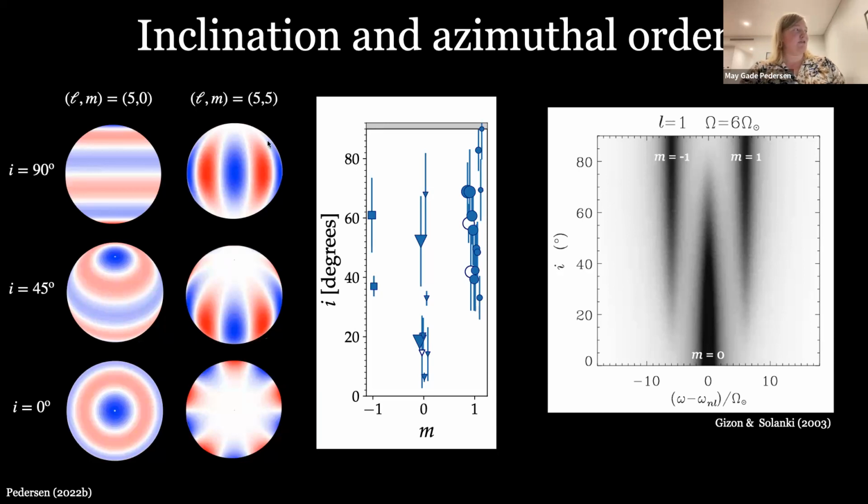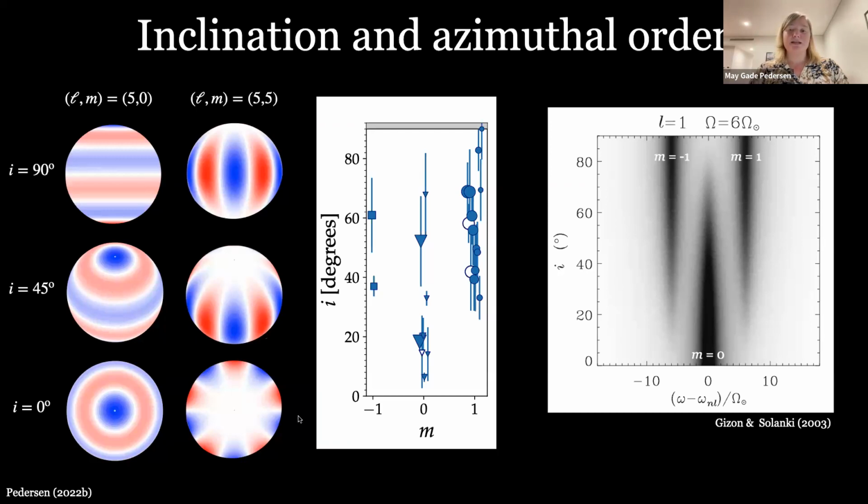In contrast, if we move to the modes where all of the nodal lines cross the equator, those are more visible when we see them equator on, but the surface contribution cancels out as we observe the stars pole on.